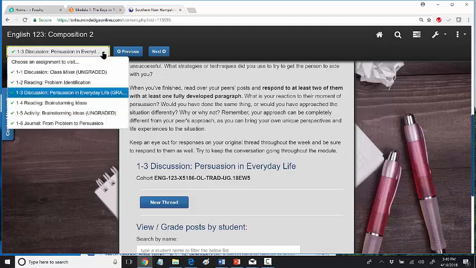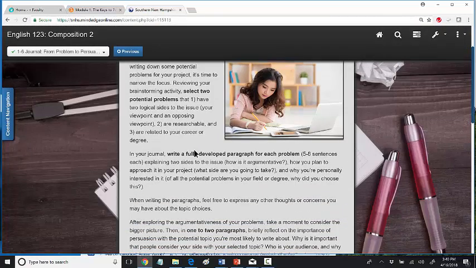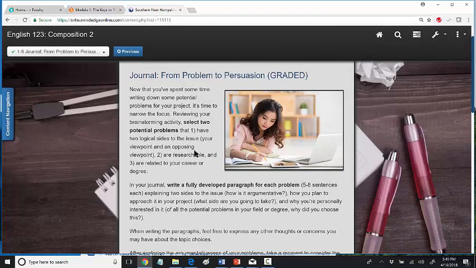The second graded item is the journal, and you'll find the description of the journal and the requirements here. In the journal, it says you're selecting 2 potential problems. These problems are really the topics for a persuasive essay. They are debatable points that are related to your career and can be supported by research. And the journal asks that you think of 2 possible ideas for a persuasive essay.